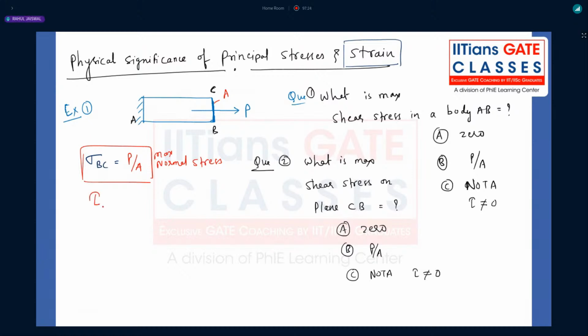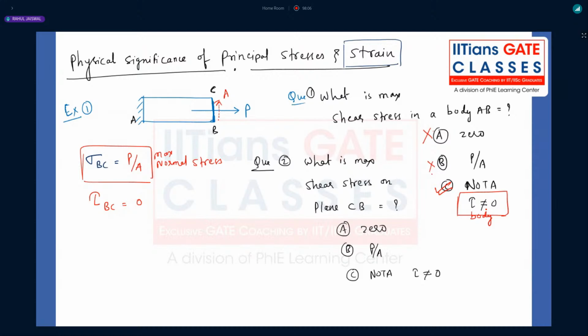But if I ask you the shear stress on the BC plane, that is 0 because there is no force acting parallel to the BC plane. That means that is 0. But if you say in a particular body, what is the maximum shear stress? If you say 0, that is incorrect. P by A may not be true. None of the above will be correct. That means overall, I want to say shear stress in a body will not be equal to 0. On the particular specific plane BC, on which only the perpendicular load P is acting, the shear stress will be 0. But in a body, no.